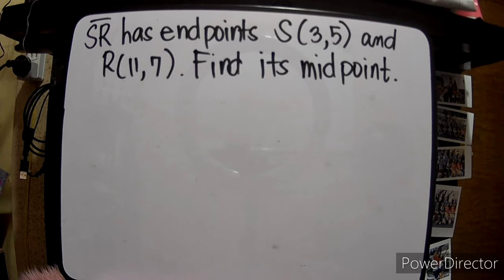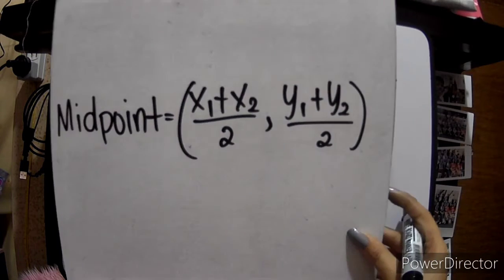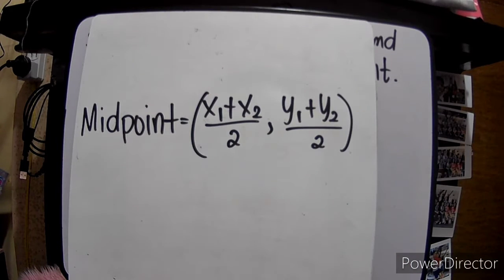Okay. I will be showing how to find the midpoint. Let's use this given segment SR has endpoints where S is (3, 5) and R is (11, 7). Find its midpoint. So, our formula for midpoint is this. I-add mo yung parehong x o yung nasa unahang coordinate, and then you will divide it by 2, as well as para makuha natin yung nasa y or midpoint ng y, i-add mo yung parehong y and then divide it by 2.